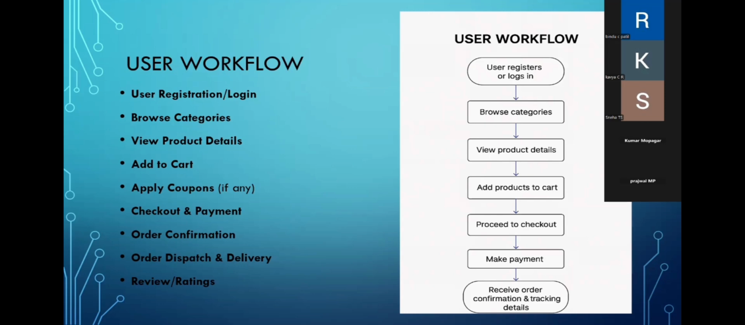Proceed to checkout. The user goes to the checkout where they confirm the delivery address, payment method, and apply coupons. Make payment. The user completes payment using available options such as UPI, credit or debit card, cash on delivery. Receive order confirmation and tracking details. Once payment is successful, the system generates an order confirmation message. Real-time order tracking ID is shared by email or SMS.